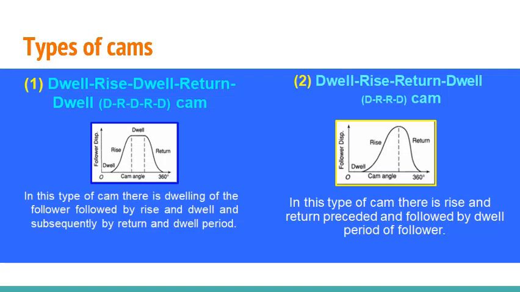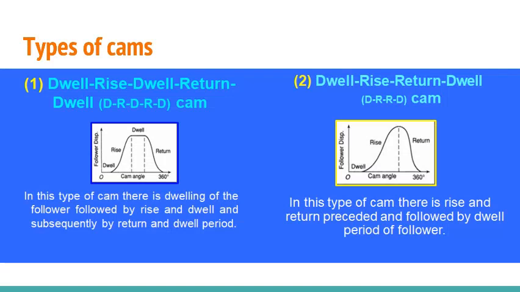A picture will give you the exact thing what the DRDRD cam should have. Initially, there should be a dwell and there should be a rise. After the particular rise, the follower stays at that position, which is called dwell, and again the cam comes back to the original position, which is called return.